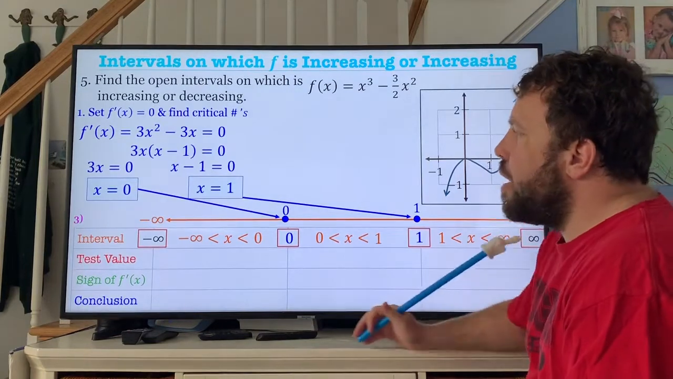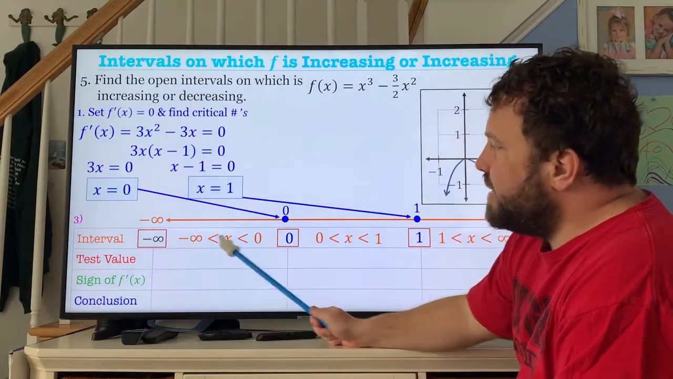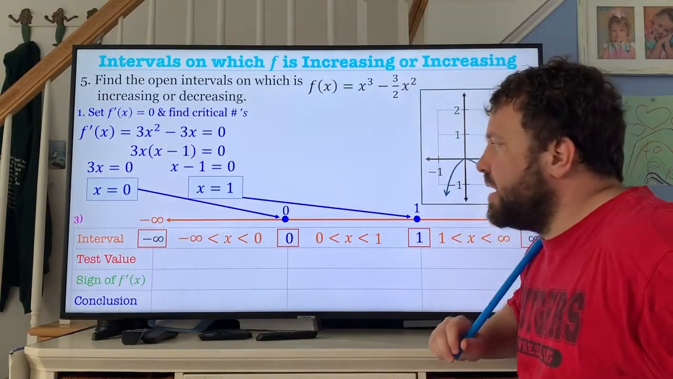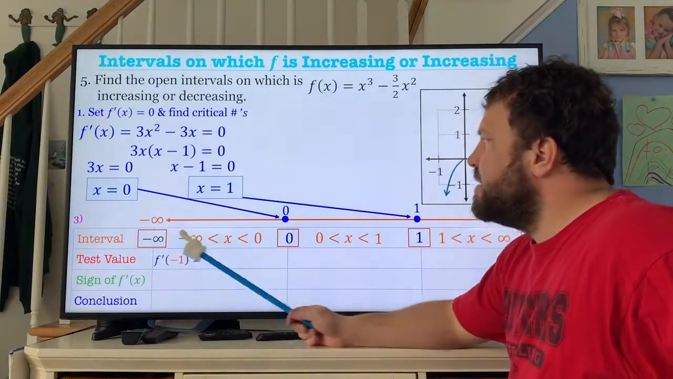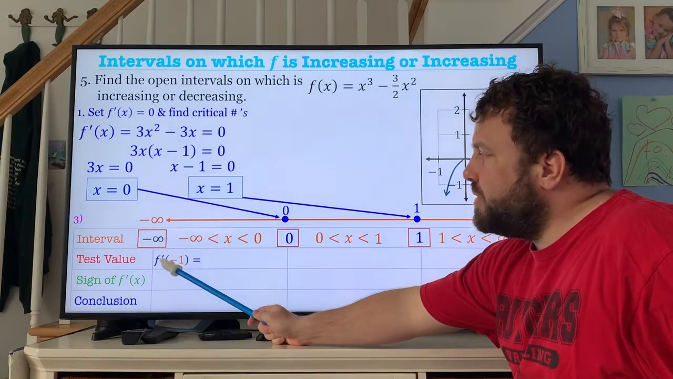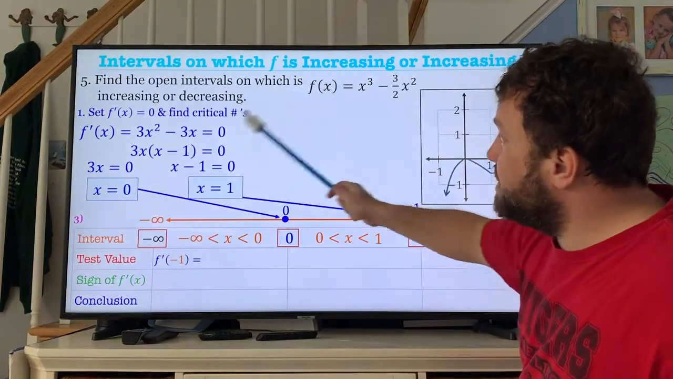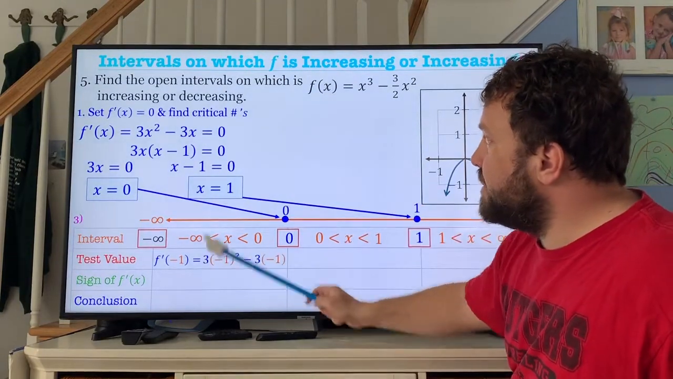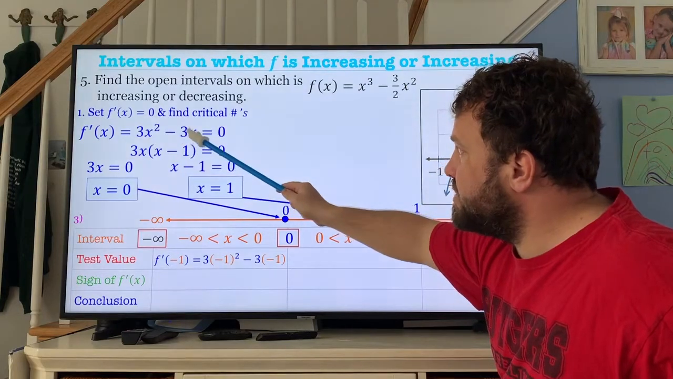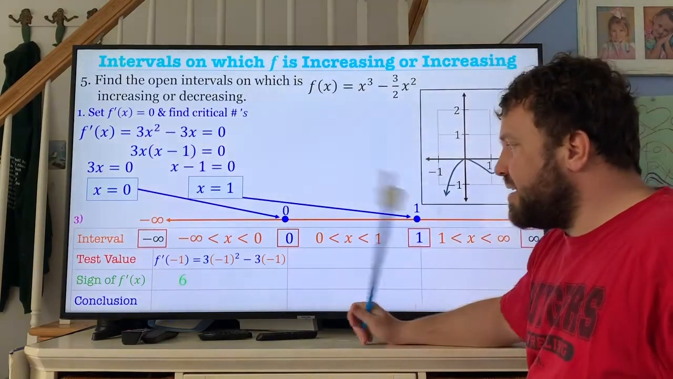All right? Now, step 2. Pick any number between negative infinity and 0. What number did you pick? My guess is you picked negative 1, and that's what I picked. So I pick a number between these two, negative 1, and plug it into the derivative, not the original equation. So this is going to be 3 times negative 1 squared, 3 times 1, minus 3 times negative 1. So it becomes 3 plus 3, and that answer is 6.